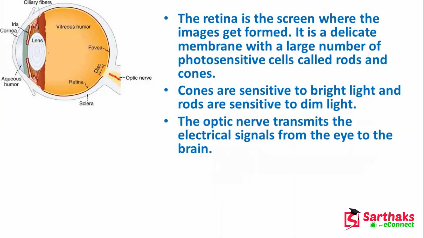Now the retina. This one is the retina. So the retina is that screen where the image gets formed, and it is a delicate membrane with a large number of photosensitive cells called rods and cones. Here you can see that the retina has some rods and cones.